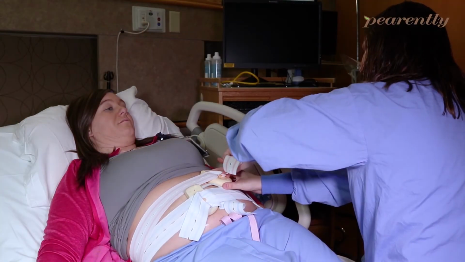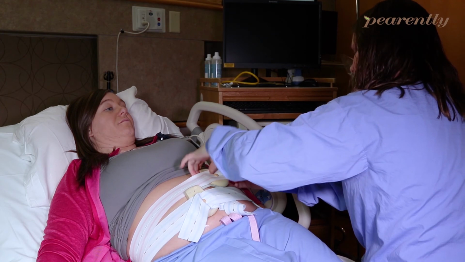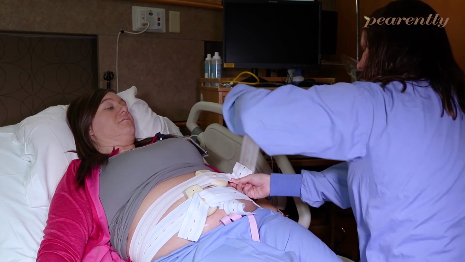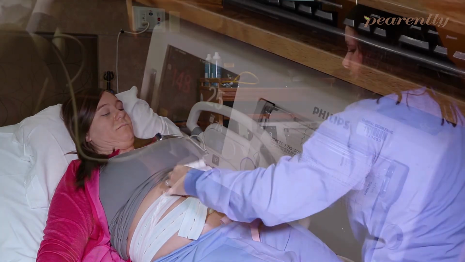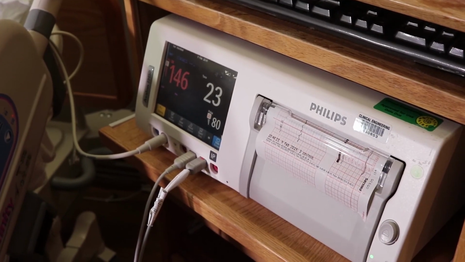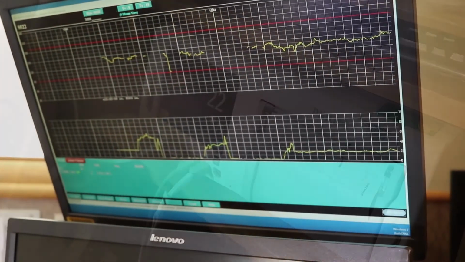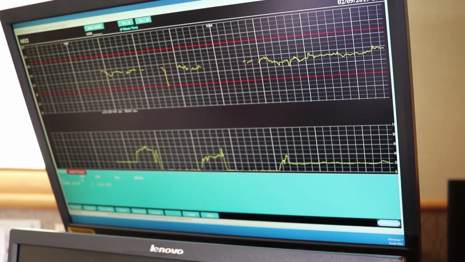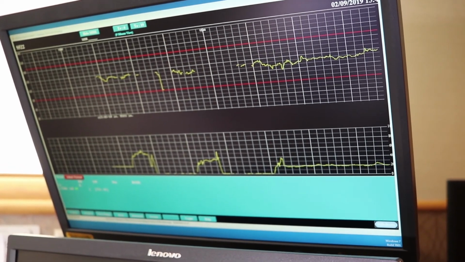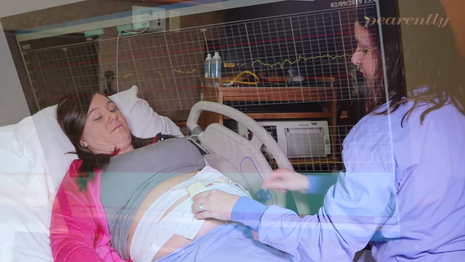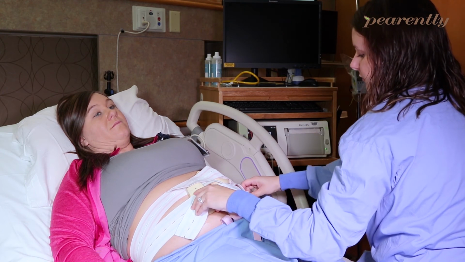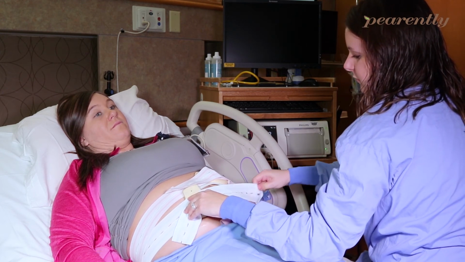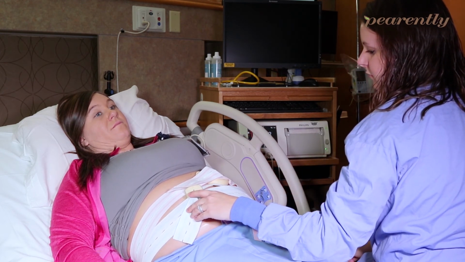The second monitor that's being put on is monitoring of the uterus for uterine contractions. You can see typically the lower monitor is for heart rate, the upper monitor is for uterine contractions. Now we will monitor in a normal non-stress test a minimum of 20 minutes, and this will give us an evaluation of fetal well-being.